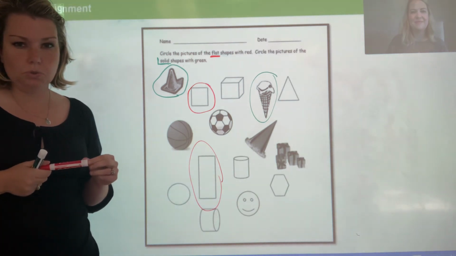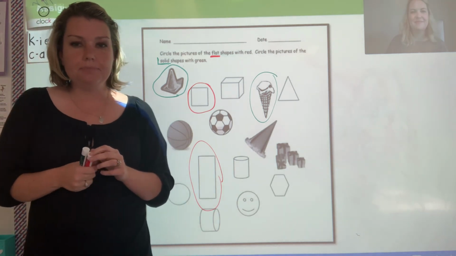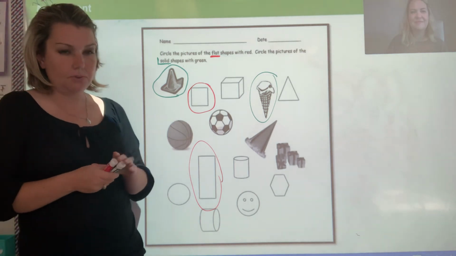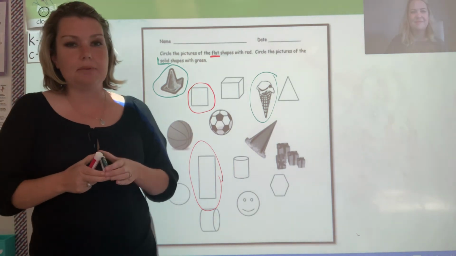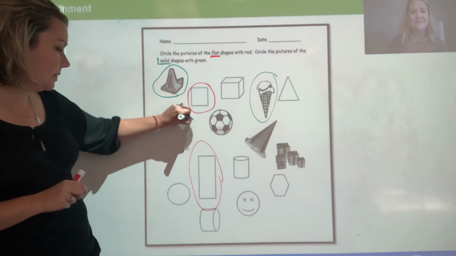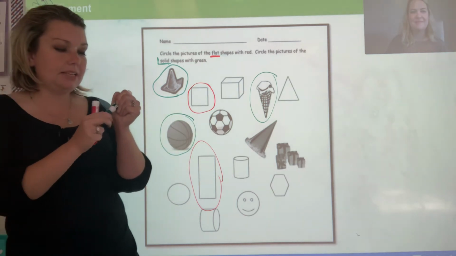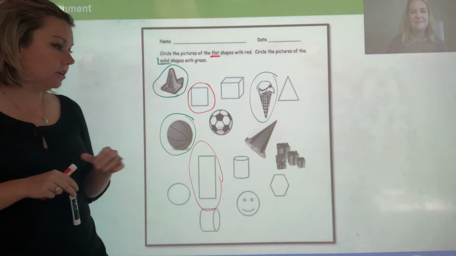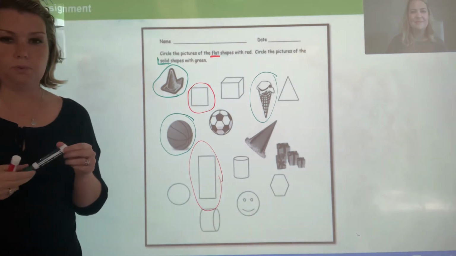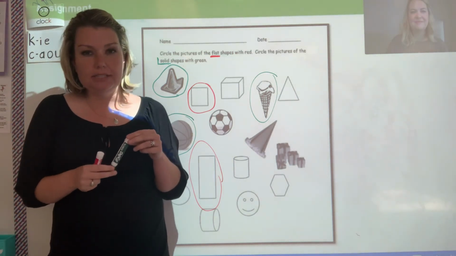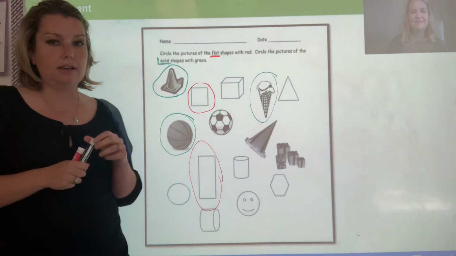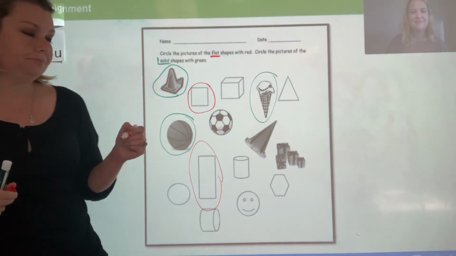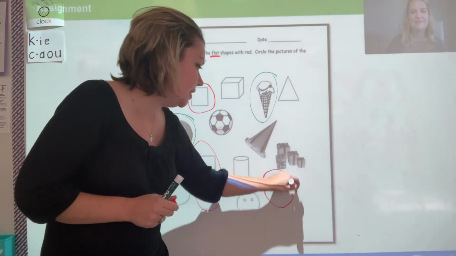Let's do, what am I going to color the basketball? The basketball, red or green? Think of a real basketball. Green, yep. Because in real life, you could see the basketball from an ant's view. What am I going to color this hexagon? Ooh, let me call on a friend. Estelle, what are we going to color the hexagon? Red or green? Red. Red, that is a flat shape.